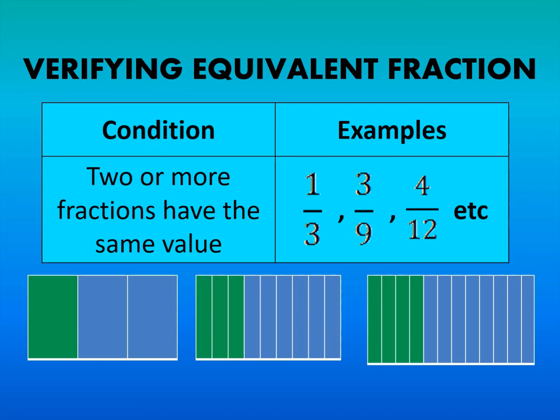We have experienced equivalent fractions. So how do we verify equivalent fractions? For equivalent fractions, the condition we discussed is that two or more fractions have the same value, like 1 upon 3, 3 upon 9, 4 upon 12, as you can see in the figures given below.